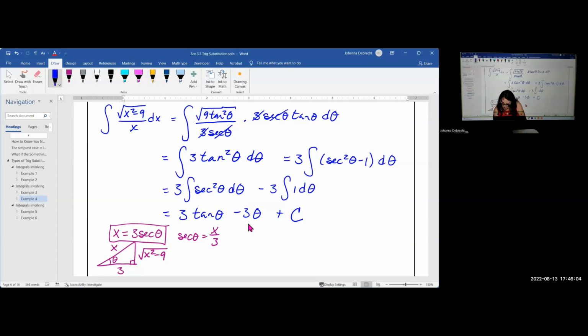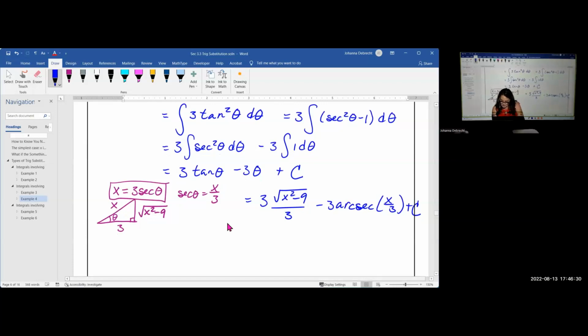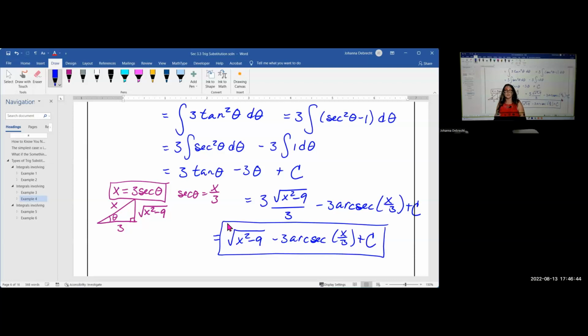So coming up here now, I have 3 tangent of theta. Tangent is going to be opposite over adjacent. So I have the square root of x squared minus 9 over 3. So the 3 should cancel. And then I have minus 3, the angle whose secant gives me x over 3 plus a constant. And then I can simplify and cancel the 3's. And I end up with the radical of x squared minus 9 minus 3 arc secant of x over 3 plus a constant. And that's my final answer.